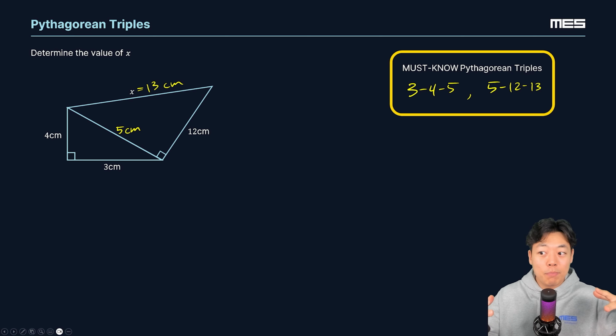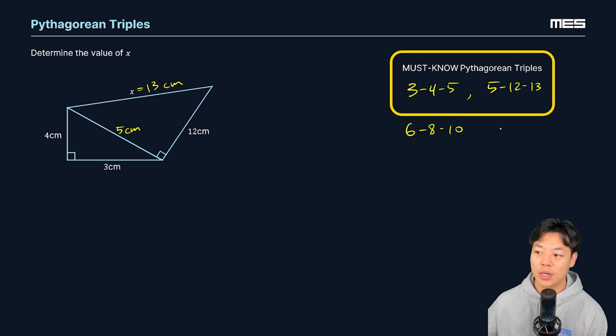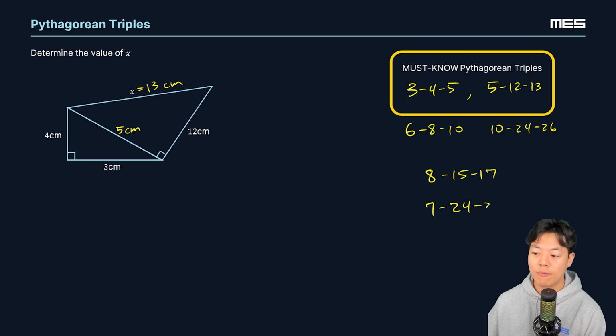And any multiple of these Pythagorean triples will work. So 6-8-10 works. 10-24-26 works. And you get the gist, right? You can multiply by 2, by 3, by 4, by 1/2. All of these work. Another popular one will be 8, I believe, 15-17. Let me know down in the comments if you know that one. And then 7-24-25 is another one as well.